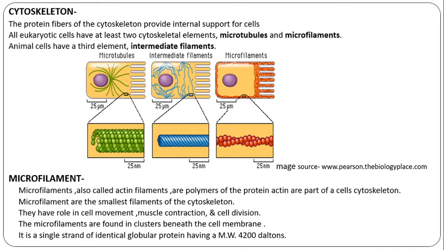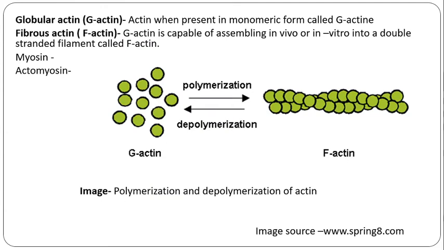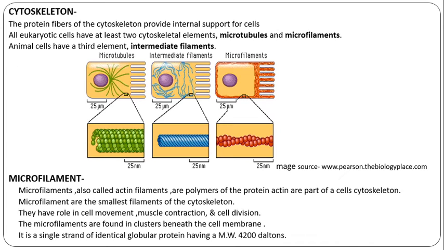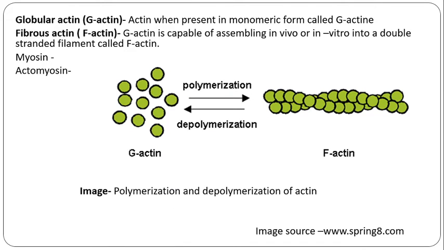The microfilaments are found in clusters beneath the cell membrane, and each is a single strand of identical globular protein having a molecular weight of 42,000 daltons. Now, polymerization and depolymerization of actin, because the microfilament is also known as the actin filament. Here, two concepts: G actin and F actin. G actin means globular actin and F actin means fibrous actin.